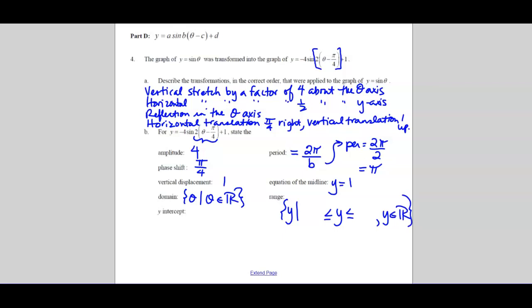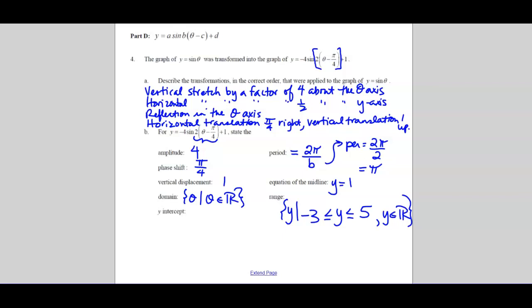So remember, think about it. This is your midline, y equals 1. Your amplitude is 4. So 1 plus 4 gets you your max. 1 minus 4 gets you your min. So 1 plus 4 is 5. 1 minus 4 is negative 3. Okay. Don't do it the other way around. Don't go amplitude 4 minus 1. That would be 3. Sometimes you switch the order.